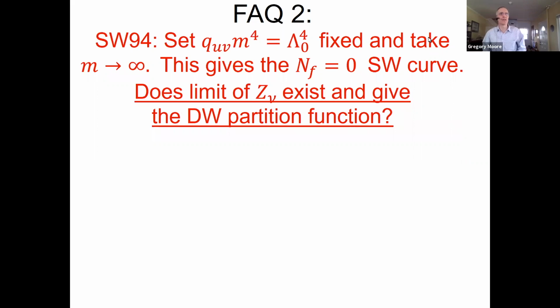Now, the second one is, well, Seiberg and Witten also noted that, unsurprisingly, as the mass parameter goes to infinity, the hypermultiplets decouple, and you get the pure super-Yang-Mills Seiberg-Witten curve.